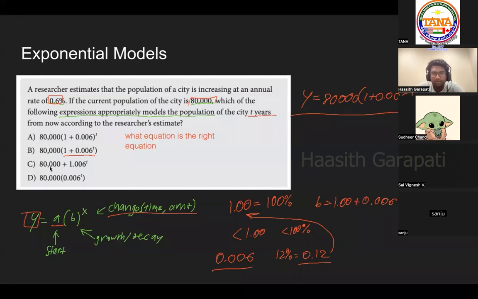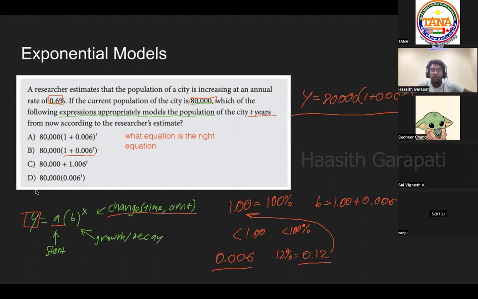Okay, so we have C over here. This is not the correct answer because, well, it's obviously not identical to our answer, but I'll explain why this is incorrect. You see, remember, the population is growing, right?